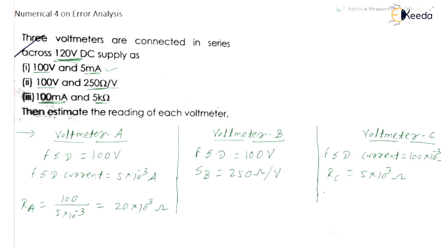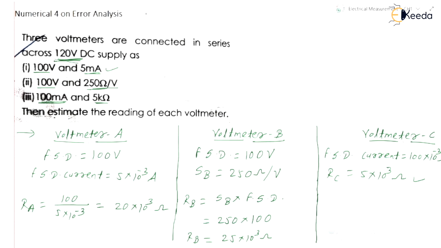Okay. Next, let us check for the second voltmeter. Can we find the resistance? RB is equal to sensitivity into full scale deflection. Okay, so SB into full scale deflection. What is SB? It is 250, into what is the full scale deflection? It is 100. So RB is equal to 250 into 100. So it is like 25 into 10 to the power 3 ohm. And for the third voltmeter, it is directly given, RC.